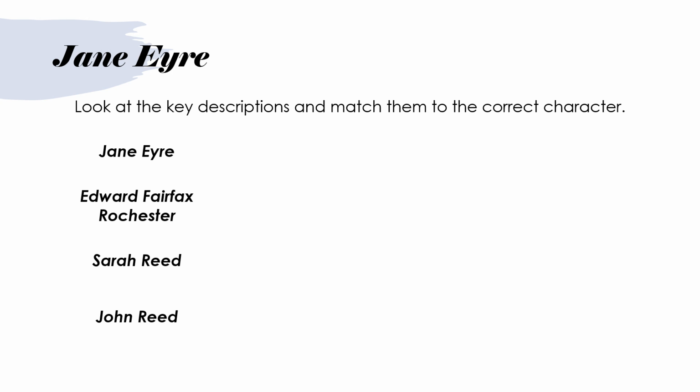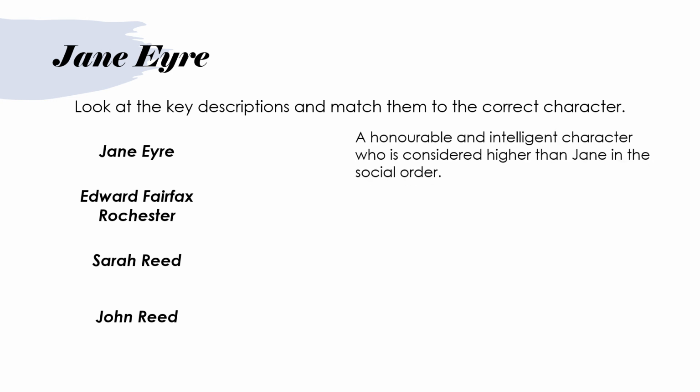Look at the key descriptions below and match them to the correct characters. You can see here that we're going to be thinking about 4 central characters. We have Jane Eyre, Edward Fairfax Rochester, Sarah Reed and John Reed. The first definition is an honourable and intelligent character who is considered higher than Jane in the social order. As we see these descriptions, they're not automatically going to be in the correct order. Once you see all 4, you need to have a think about which character each description represents.